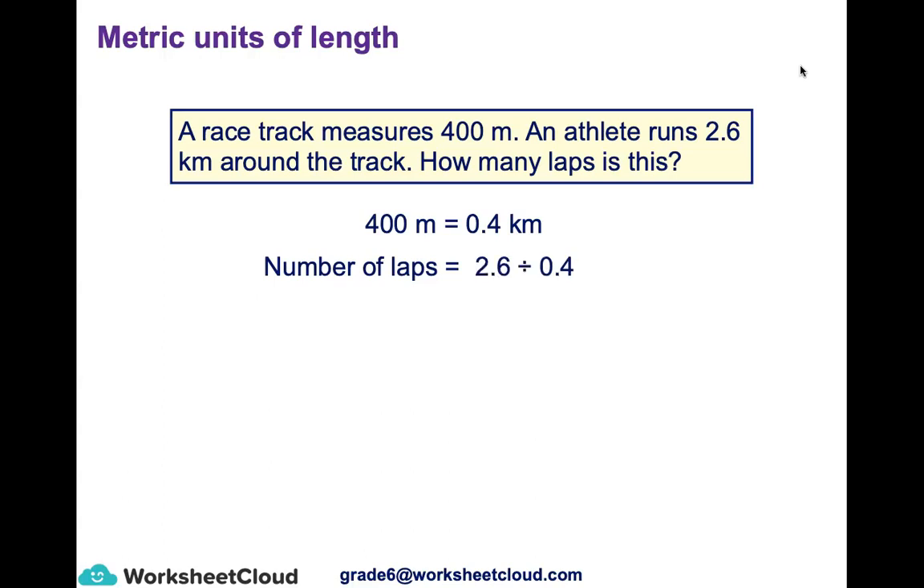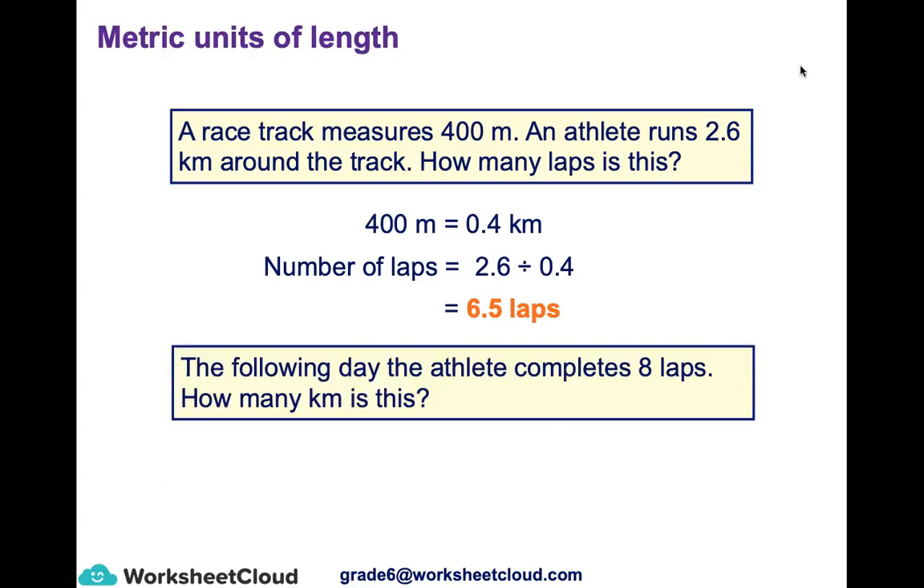So we need to now divide 2.6 by 0.4 to see how many laps this athlete has run. And you should know 2.6 divided by 0.4 is 6.5 laps. You can go work that out. I would have also said, you know, you can convert the 2.6 kilometers to 2,600 meters, and then you could have done the same calculation and you would have got 6.5 laps.